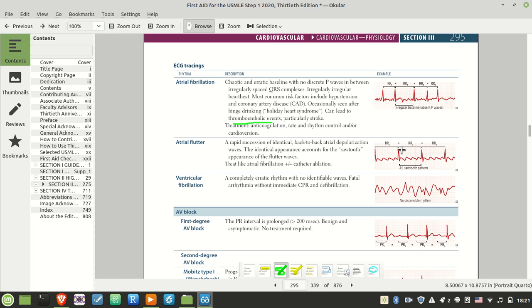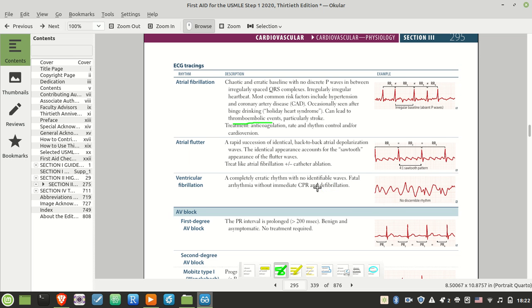Atrial flutter can be real fast. It's kind of similar, I guess, to atrial fibrillation. One of the big differences, of course, is that you have a normal R-to-R interval. Sometimes they'll tell you 4-to-1, 3-to-1, 2-to-1. It really depends on the amount of waves that you have. And then vfib. Vfib, if you can't identify a pattern, it's vfib. And with vfib, you defib.